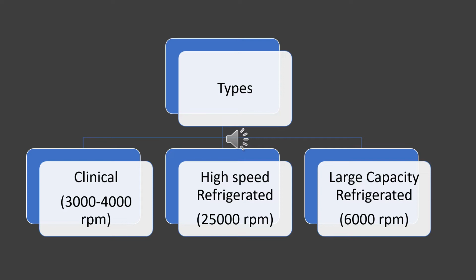And the third one is the large capacity refrigerated centrifuge. It rotates at 6000 rpm and is used to separate out protein molecules. This type of centrifuge is used to separate nuclei, chloroplast, yeast, RBC, etc.